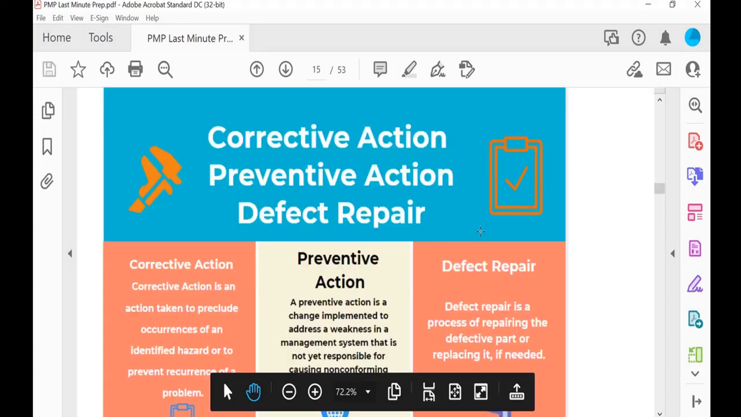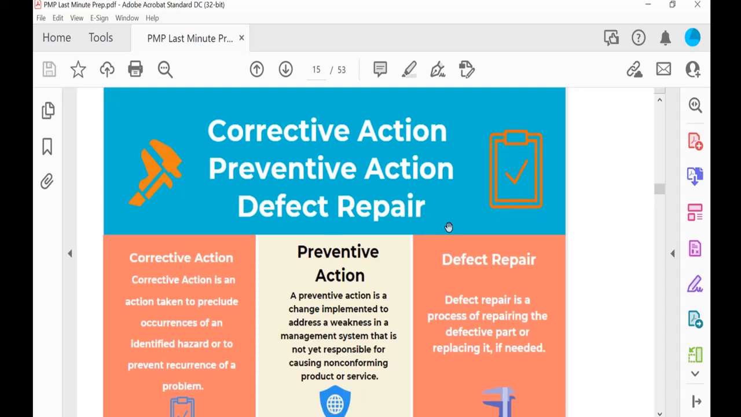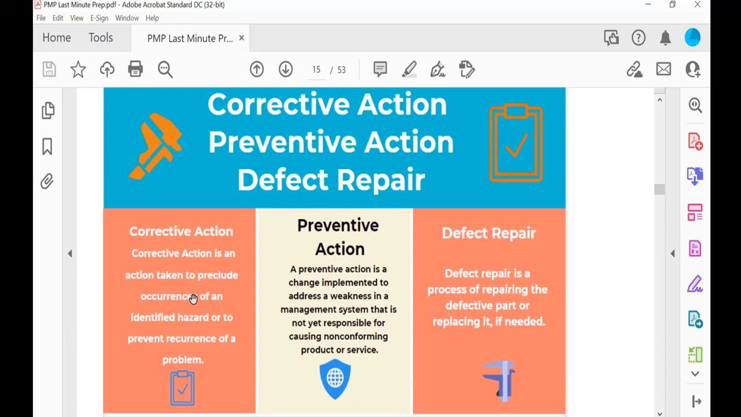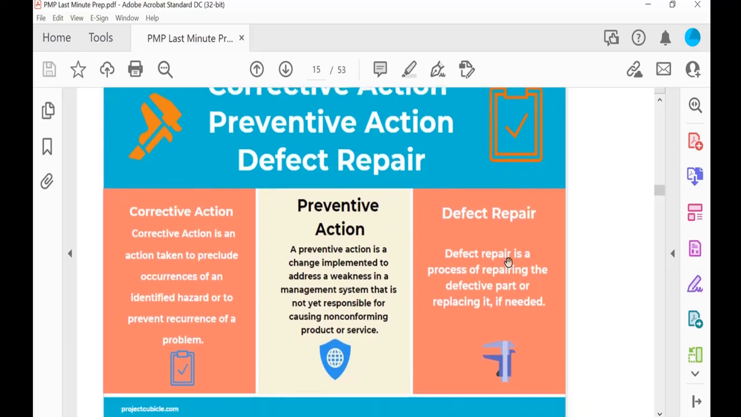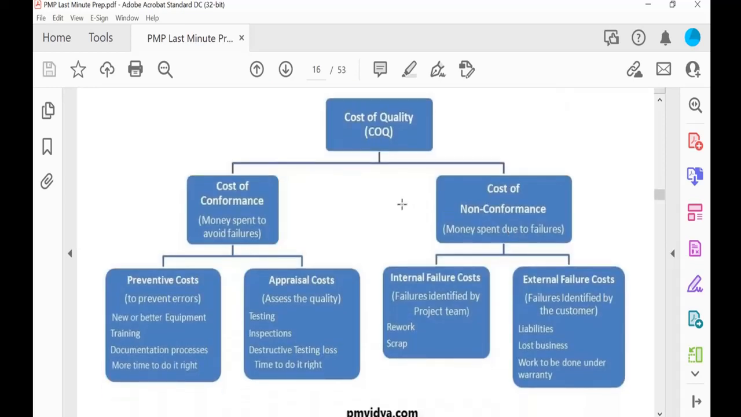All right, so next one is corrective action, preventive action, and defect repair. They already mentioned in here what the change request types are. Next one is cost of quality. This is the important one. So there are two types of cost of quality.